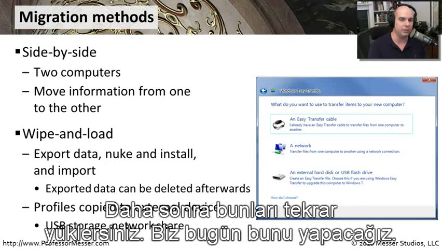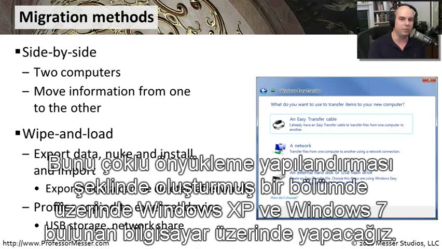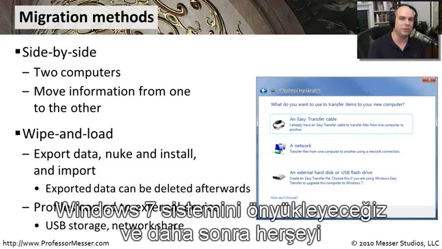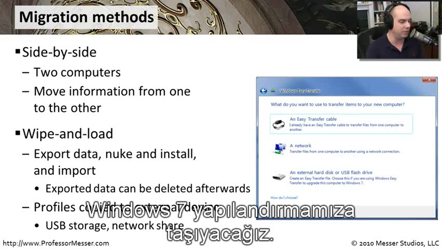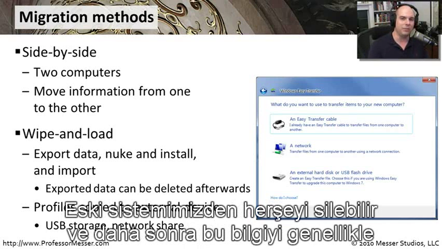This is what we're going to do today. We're going to do a wipe and load to the computer in the control room that in a previous video we set up as a dual boot configuration. We had Windows XP, we had another partition, we loaded Windows 7. So we're going to migrate from our Windows XP and we're going to boot into our Windows 7 and migrate everything into our Windows 7 configuration. After we finish exporting this data, we can delete everything from our old system and then copy it over.